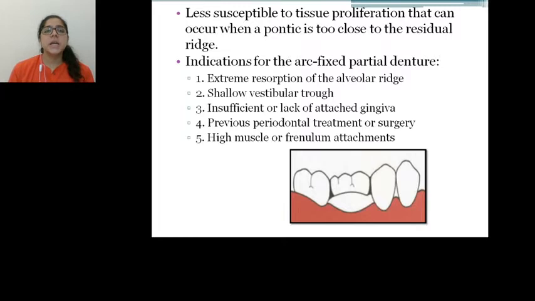So the indications for the arch fixed partial denture are extreme resorption of alveolar ridges, shallow vestibular trough, insufficient or lack of attached gingiva, previous periodontal treatment or surgery, and high muscle or frenulum attachments.